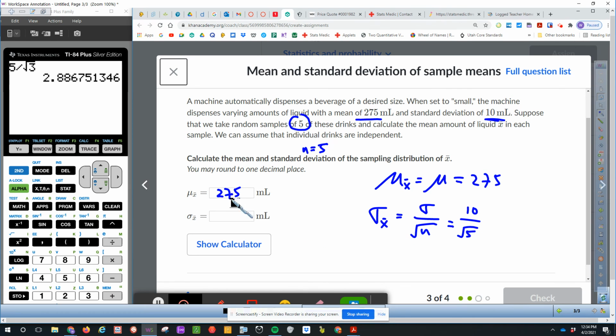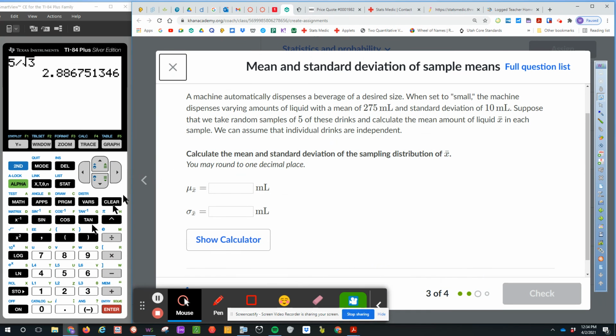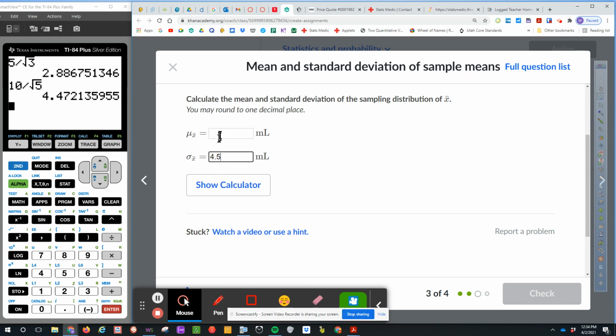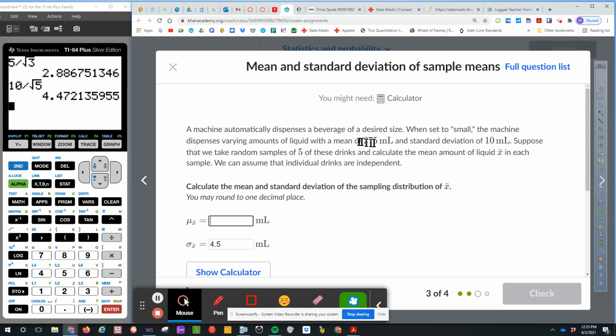So the mean is 275, and we need to calculate 10 divided by root 5. So 10 divided by the square root of 5. We're supposed to round to 1 decimal place. The first decimal place is 4, and you need to look at the next decimal place, 7, so it's 4.5. And then the mean is an unbiased estimator, 275, it follows the population.